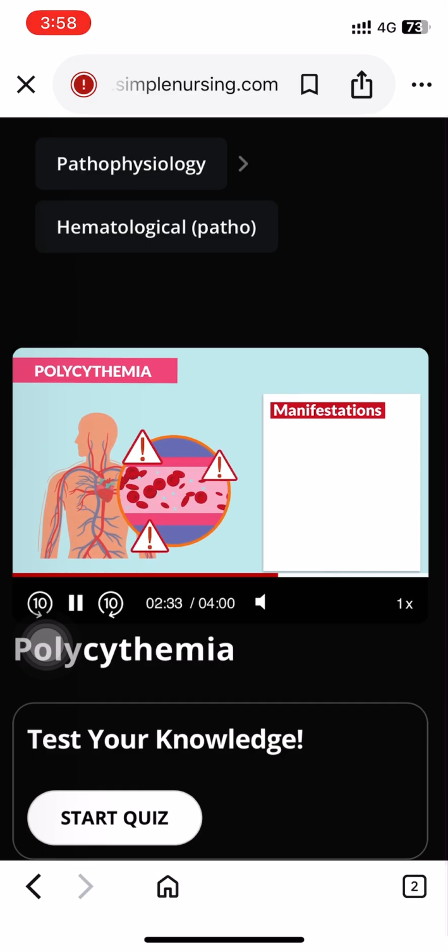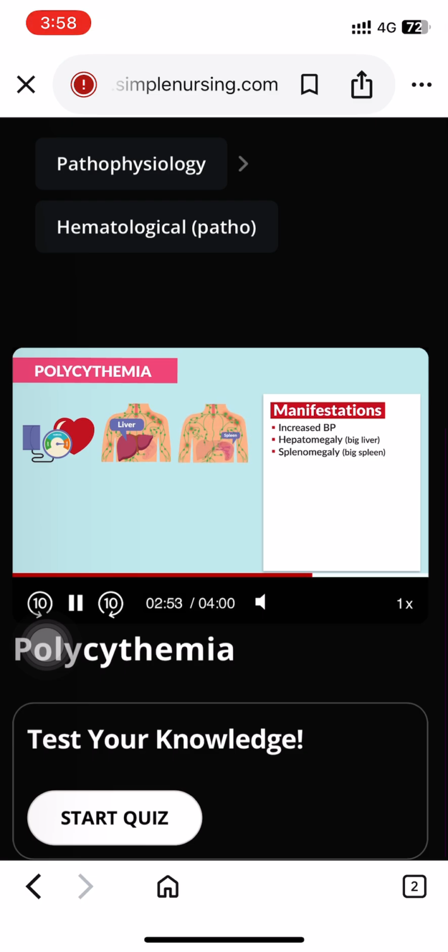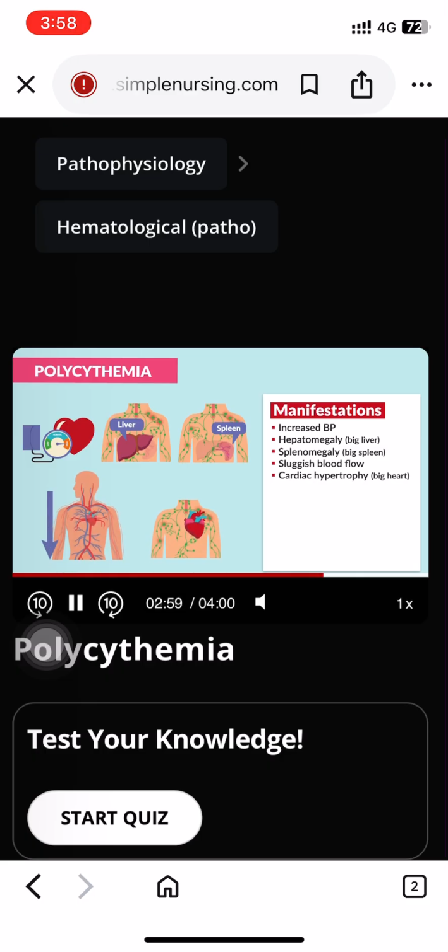Think of the traffic jam of RBCs clogging up all the blood vessels all over the body. Naturally, this will cause a backup of blood flow, right? Leading to increased blood pressure. Also, hepatomegaly, that big mega liver, from the backup of all these RBCs. We also see a big mega spleen called splenomegaly, as well as sluggish blood flow and even cardiac hypertrophy, a big heart with really thick, overinflated heart muscles.